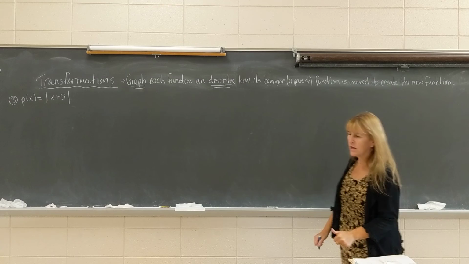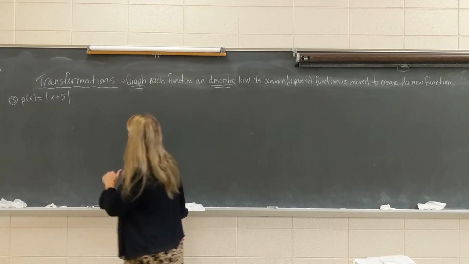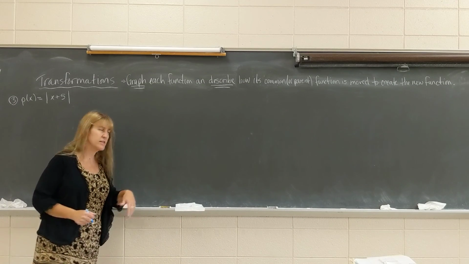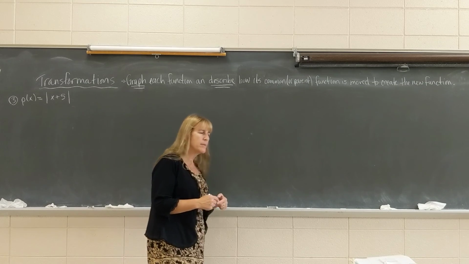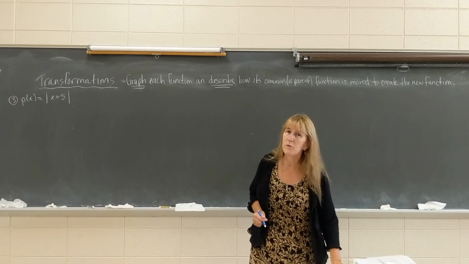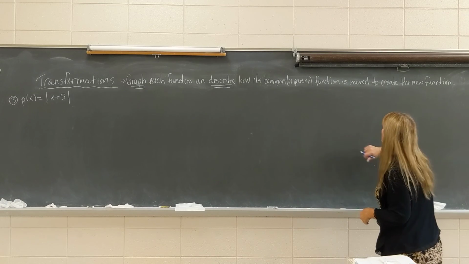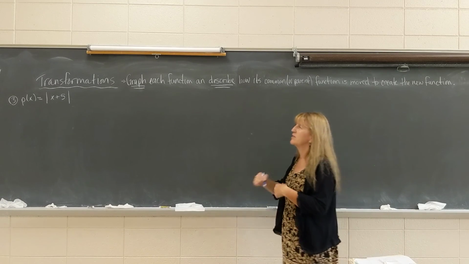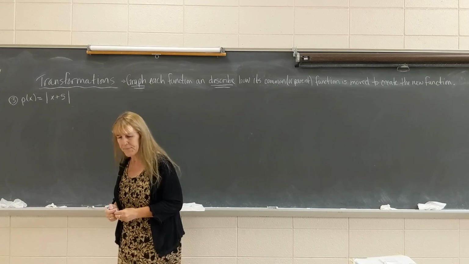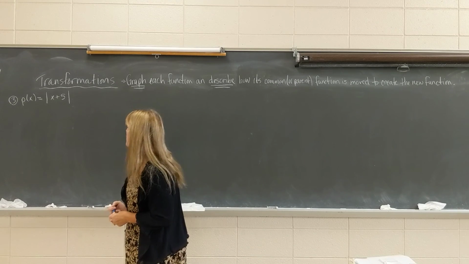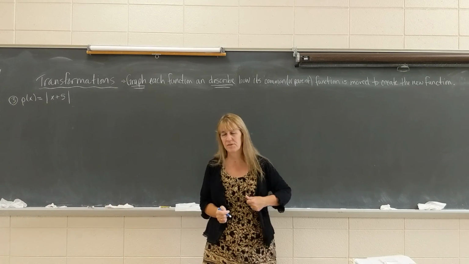with transformations, and today we're going to be looking at graphing each function and describing how the common or parent function is actually moved in order to become the function that we graph. Now I say moved, but really I'm going to be talking about transformed. All right, we're going to start with this example. P of x equals the absolute value of x plus 5.